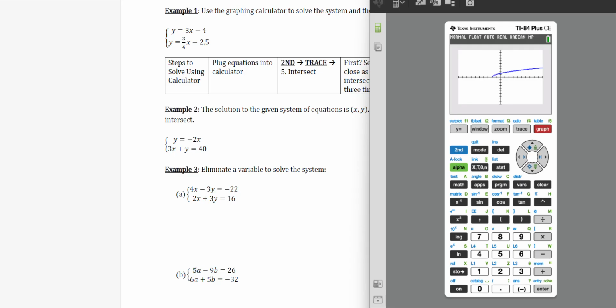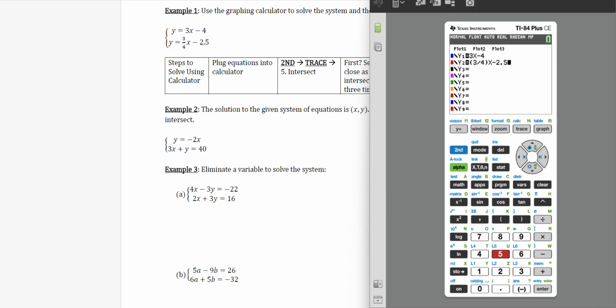All right. So here are the steps to solve using the calculator. In my y equals, I am going to put in each equation. 3x minus 4, and then I will put this in parentheses, 3/4 x minus 2.5. When you type it in, it can handle decimals, parentheses, fractions, all that good stuff.